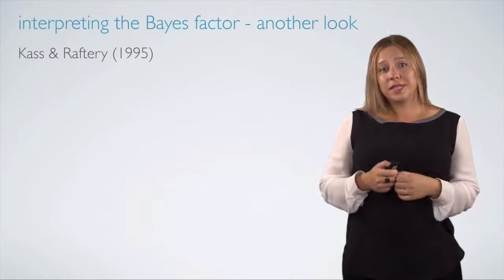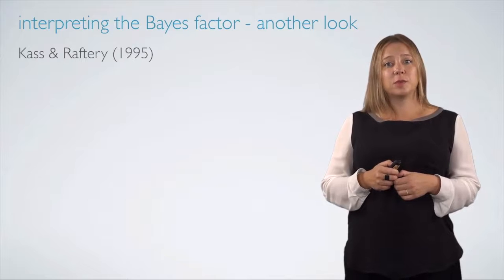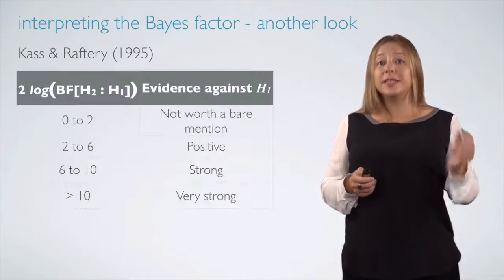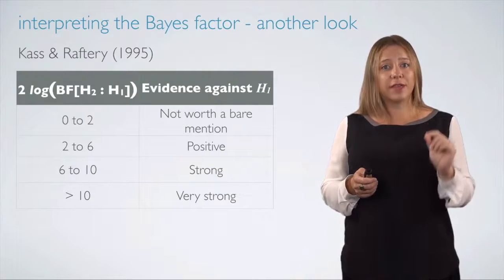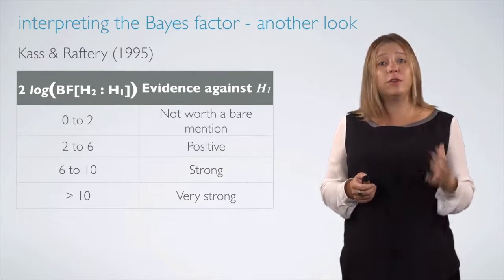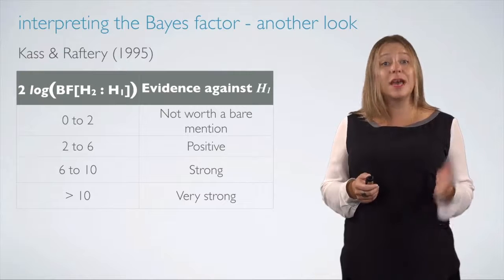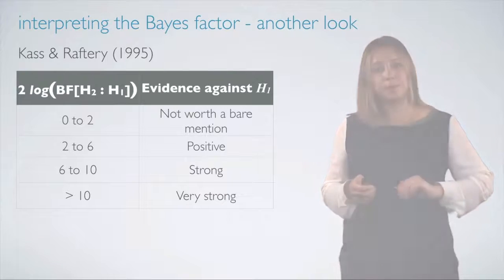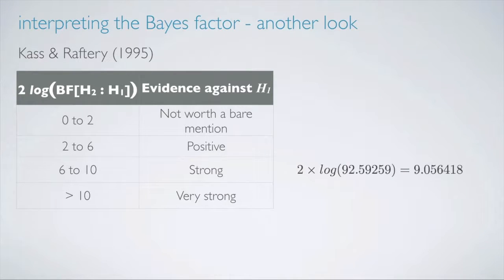Another commonly used scale for interpreting Bayes factors is proposed by Kass and Raftery, and it deals with the natural logarithm of the calculated Bayes factor. Reporting on the log scale can be helpful for numerical accuracy reasons when the likelihoods are very small. Taking 2 times the natural logarithm of the Bayes factor we calculated earlier, we would end up with the same decision that the evidence against hypothesis 2 is strong.